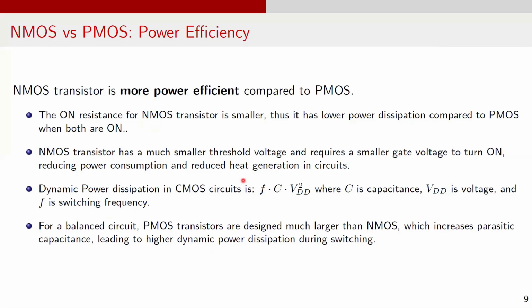Dynamic power dissipation in circuits is given as F times C times VDD squared, where C is capacitance, V is voltage, and F is switching frequency. For balanced circuits, PMOS transistors are designed much larger than NMOS, which increases parasitic capacitance, leading to higher dynamic power dissipation in PMOS during switching.